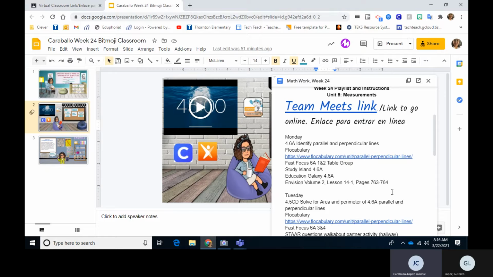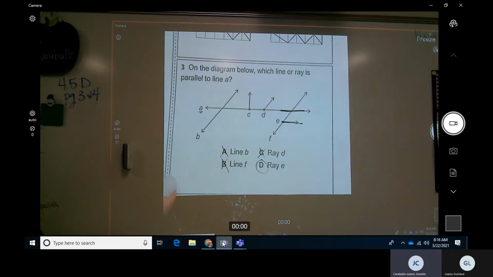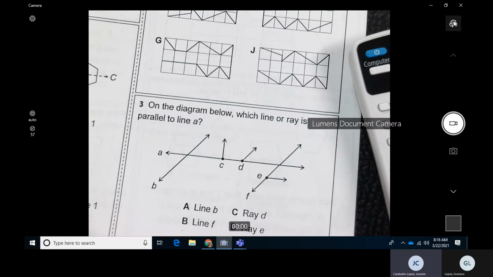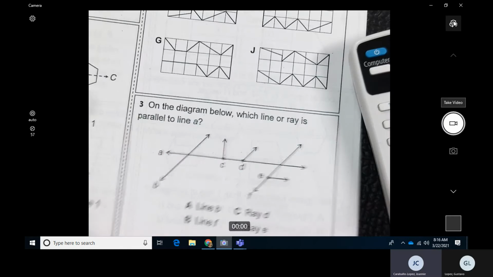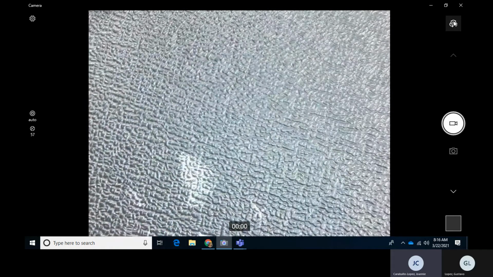Where's your Envision book, ma'am? So we are all going to be on page 763. Page 763. Bórrame la pizarra, Omar. Could you take this to the office for me?